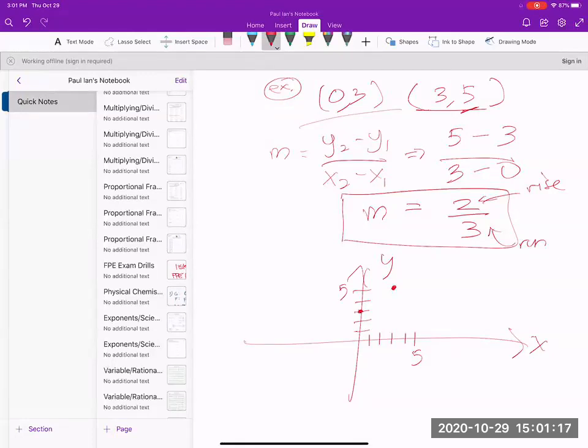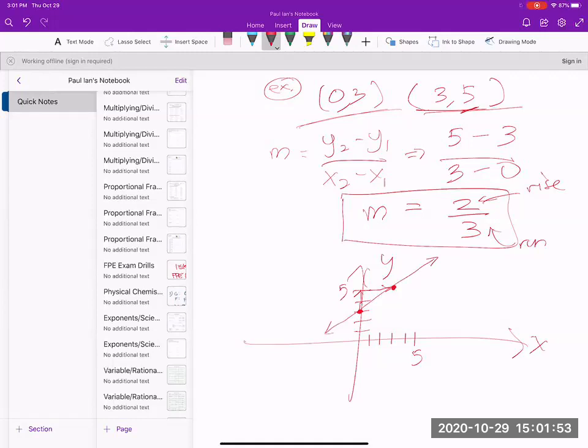So if you rose 2, so let's say you went 2, right? 1, 2. Yeah. And then you run 3 to the right. 1, 2, 3. That's your slope, right? Yeah. Your slope is just your grade of your line, or in other words, your rise over run. And then these points, you connect them. So right there is, I guess, arbitrary, that's your line.